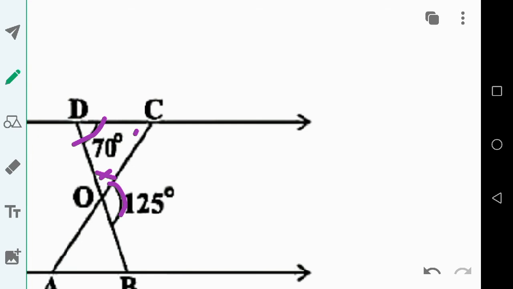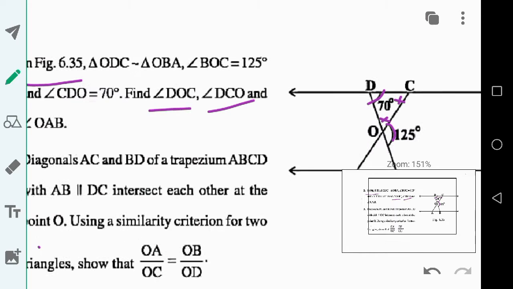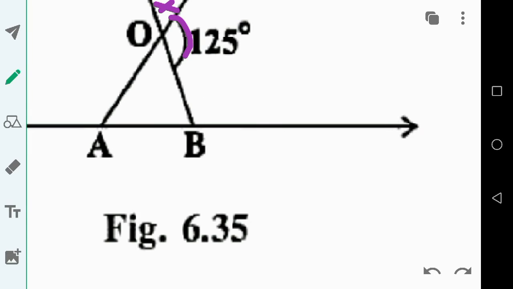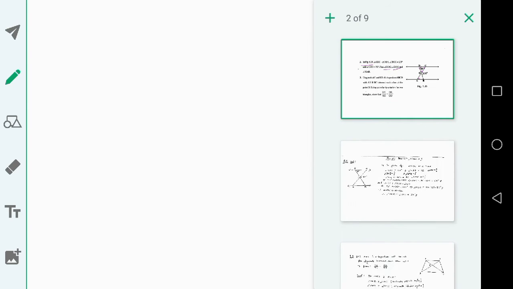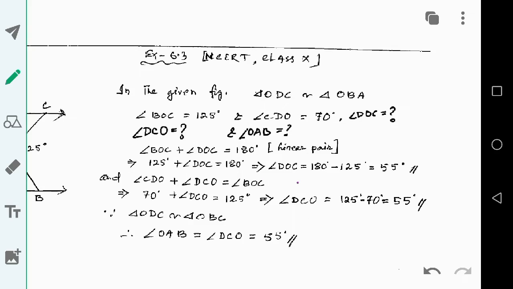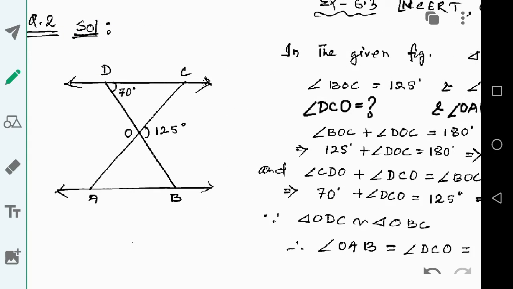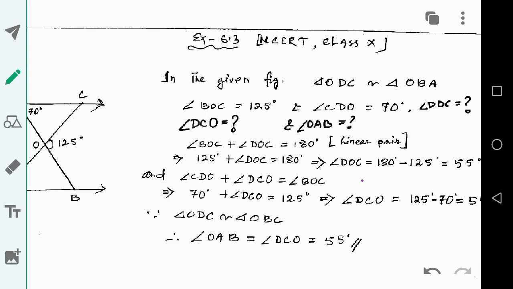DCO, this angle, and also we need to find OAB. So we need to find these three angles. Okay, so let me show you how to solve. So here you see, this is the diagram.